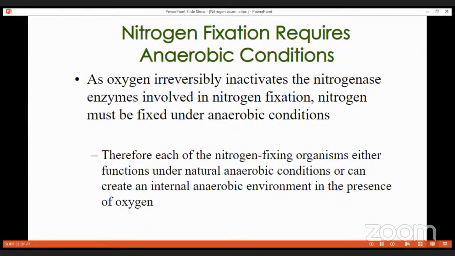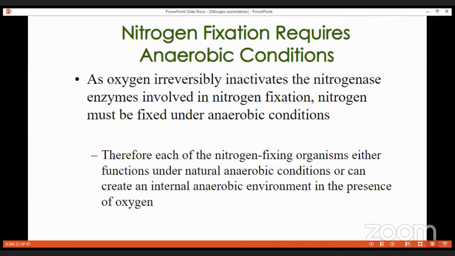Now we will discuss the critical components required for this symbiotic relationship to happen. Nitrogen fixation basically requires anaerobic conditions. Why anaerobic conditions? Because the bacteria produce this ammonium in an anaerobic environment. Why? That we will discuss, because of the enzyme nitrogenase. That is a specific enzyme that works only under anaerobic conditions, as oxygen irreversibly inactivates the nitrogenase enzyme involved in nitrogen fixation.